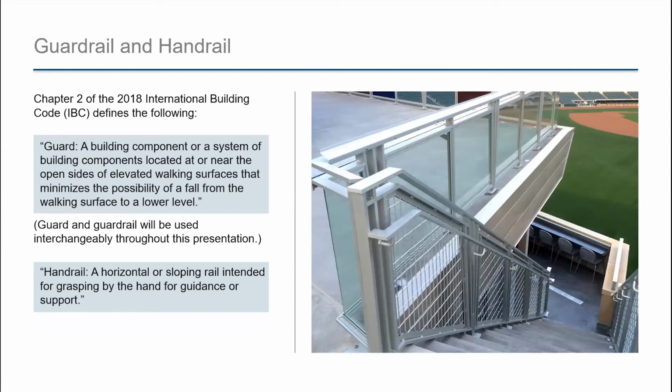For clarification purposes, the term guard and guardrail will be used interchangeably throughout this presentation. Let's talk about the term guard in Chapter 2 of the 2018 IBC Code, which defines the following. A guard is a building component or a system of building components located at or near the open sides of elevated walking surfaces that minimizes the possibility of a fall from the walking surface to a lower level. A handrail is a horizontal or sloping rail intended for grasping by the hand for guidance or support.